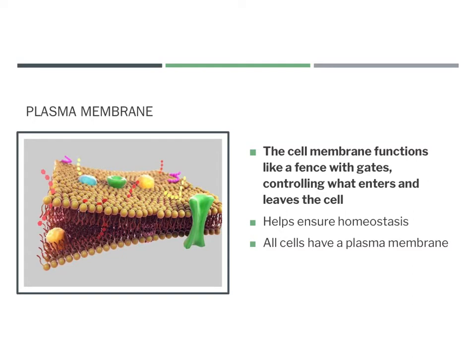Ions and water and nutrients and waste can't just come and go in and out of the cell as they please. It has to happen in an orderly fashion, which is helping the cell maintain homeostasis. And this is so important. Every single cell that has ever evolved has a plasma membrane. Okay, so make sure you have this in your notes. All cells have a plasma membrane. It doesn't matter if it's a prokaryotic cell or a eukaryotic cell, they all have a membrane.